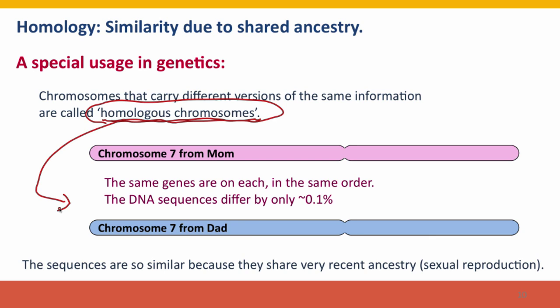They are, of course, truly homologous because the reason they're so similar is because they're descended from very recent common ancestors, not species way back in evolutionary time, but humans who were our ancestors maybe only a few thousand years ago. So they're very similar because they share very recent common ancestry, and we refer to the different versions of any particular chromosome that humans have as being homologous chromosomes.